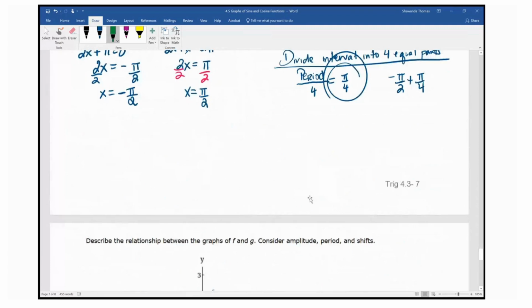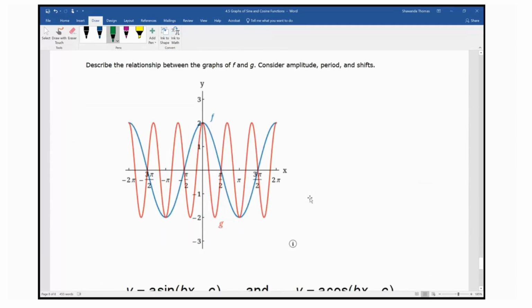All right. This one I saw in the homework, and they gave us a graph, and they said, describe the relationship between the graphs of F and G. Consider amplitude, period, and shifts. So I thought, why not just put it in the semi-guided notes so that we can talk about it. I'm going to approach it as a true-false question, but of course it's not presented like that in WebAssign, but I want to discuss each one of the statements that they put in WebAssign. So true or false, I'm asking you.